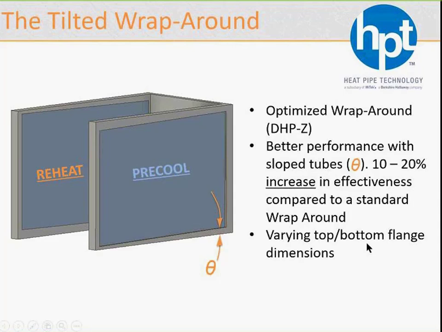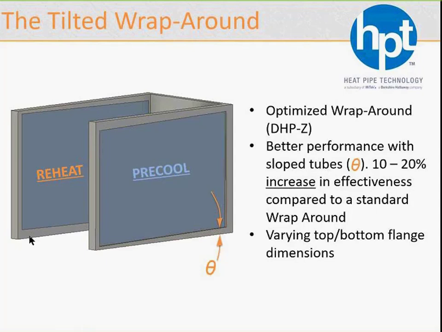One thing to consider is that when you do go with the tilted unit or DHP-Z, there are going to be varying top and bottom flanges. You can kind of see them here. If you can see my mouse, the flanges in this case are going to slope up from the pre-cool. So you're going to have your minimum flange here, and it's going to go all the way around, and you're going to have your higher flange on the reheat side. That's because we have that angle, and the longer the fin length you have, the taller the maximum flange is going to be. So when you're designing something, it's something to take into consideration.